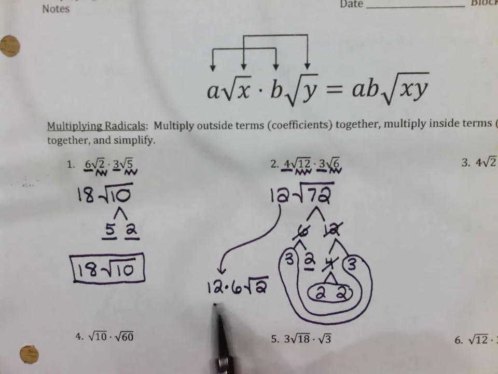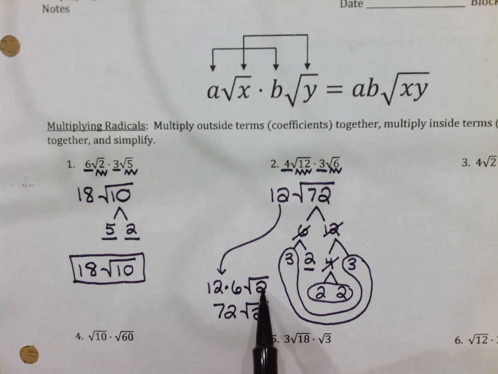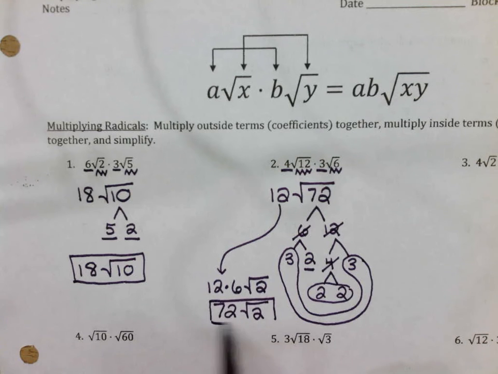So really this is 72 square root of 2. Notice I didn't do 12 times 2 because I can't multiply an outside number with an inside number. I can only multiply the outside numbers together. So that's our final answer.